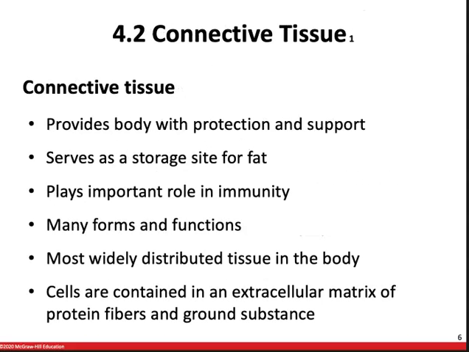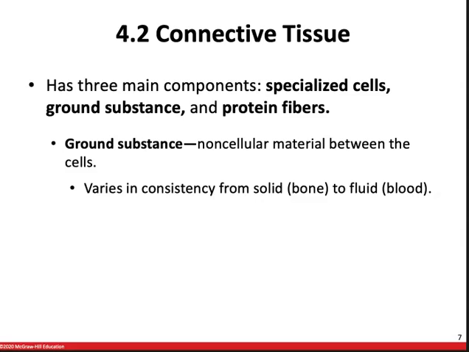So, connective tissues. Connective tissues provide the body and its organs with protection and support, but they also serve as a storage site for fat and play a very important role in immunity. Now, there are a lot of different forms and functions, as it is the most widely distributed tissue in the body. The cells are contained in an extracellular matrix of protein fibers and a ground substance.